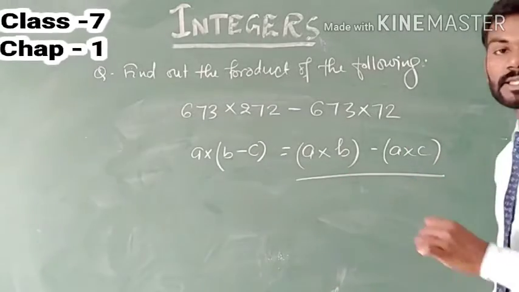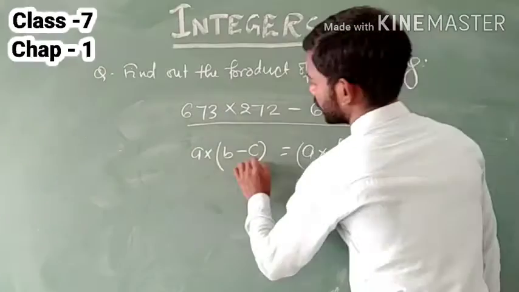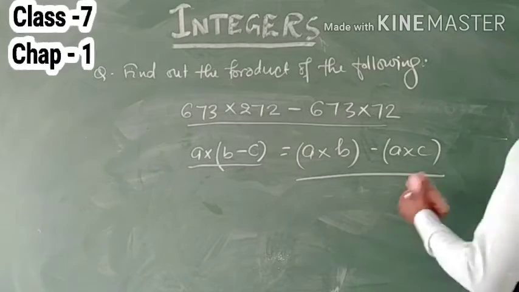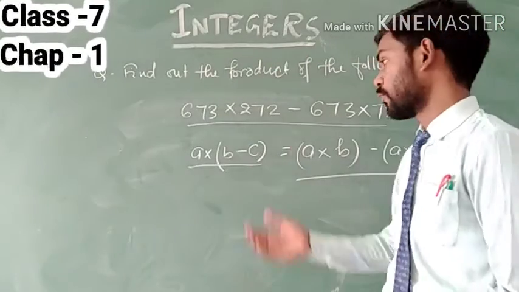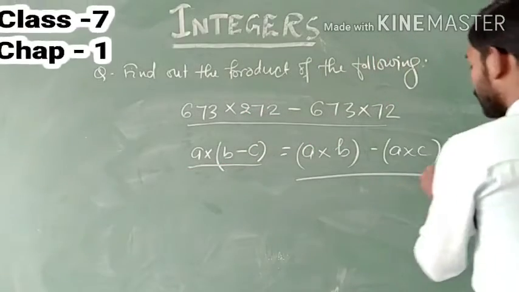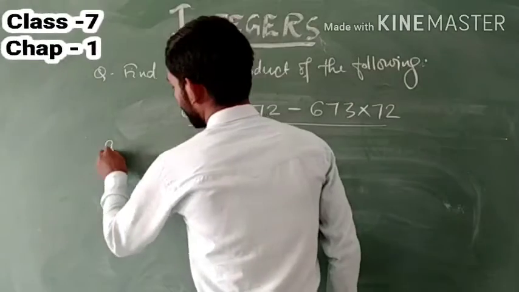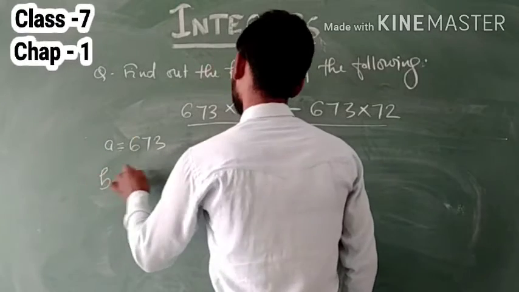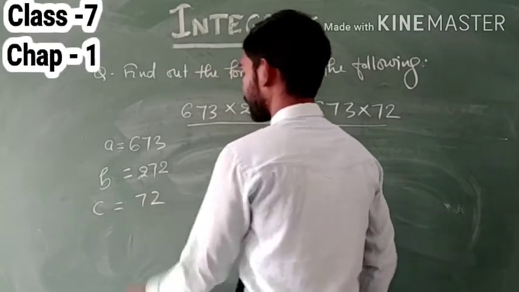Since the right hand side is given in the question, we can write this question in the form of a multiplied by (b minus c). So in order to make this multiplication easy, we shall write this expression in the form of a multiplied by (b minus c). So here, as given, a is equal to 673, b is equal to 272, and c is equal to 72.